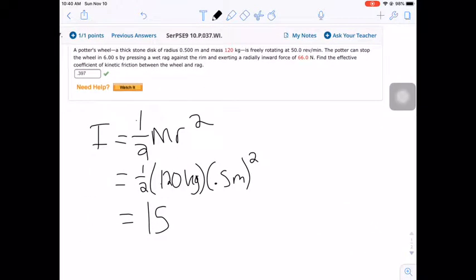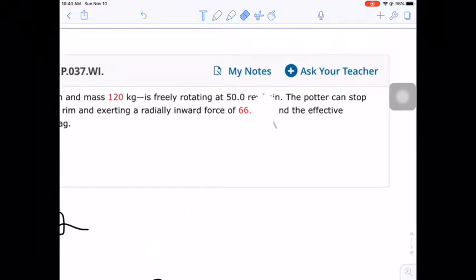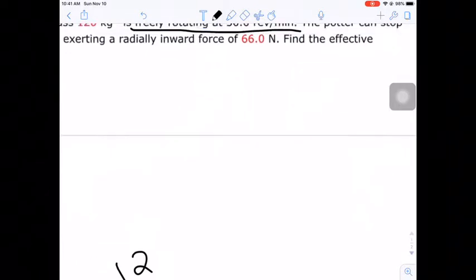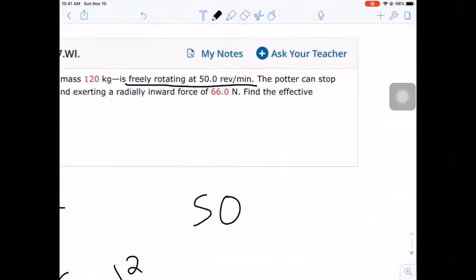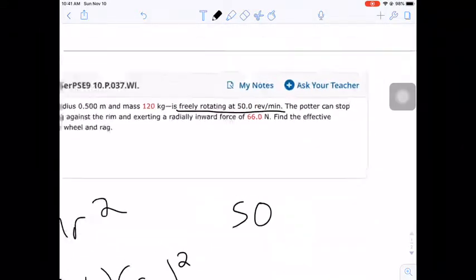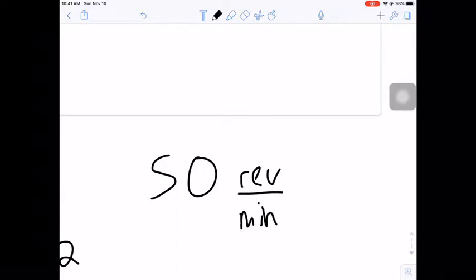And then next we should convert the angular velocity. They give us 50 revs per minute, but we have to convert that. This is where some people mess up, because they forget to convert the revs per minute into radians per second. So it's important that we do that now, so we don't forget later.